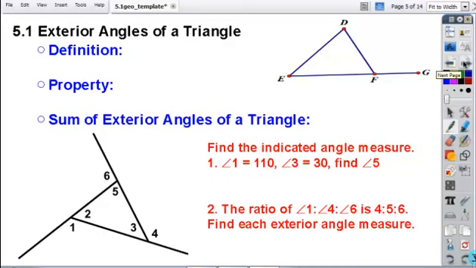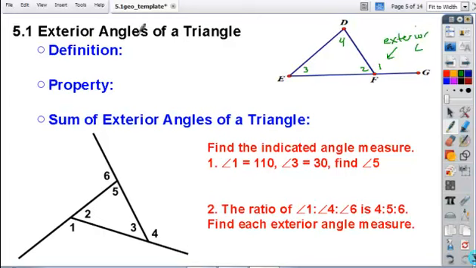This is the relationships between exterior angles of a triangle. So a couple things to designate here. First, just what is an exterior angle? If you take a triangle and extend one side of it, let's say we have this triangle with angles 2, 3, and 4, and we extend the side EF to form angle 1. This angle that's formed right here is called an exterior angle.